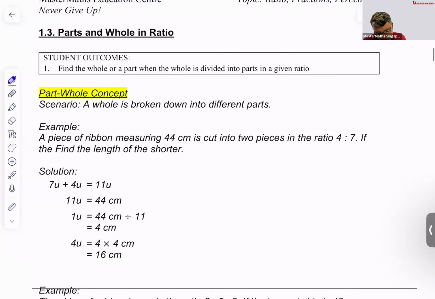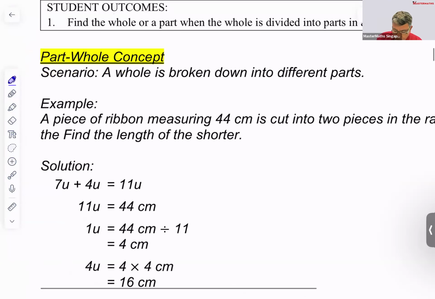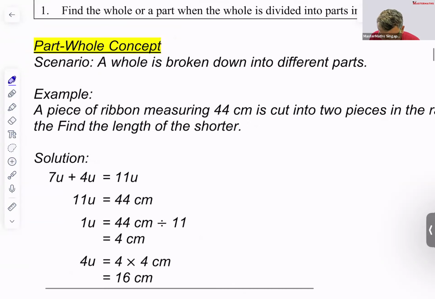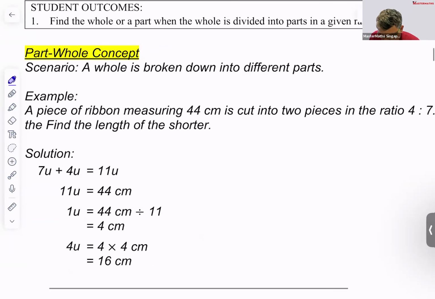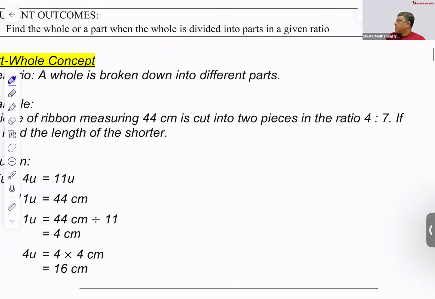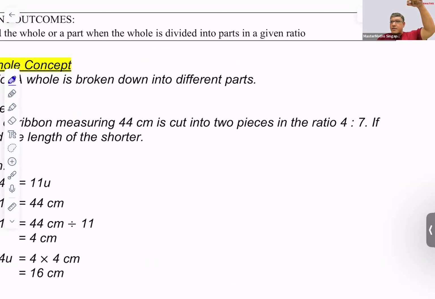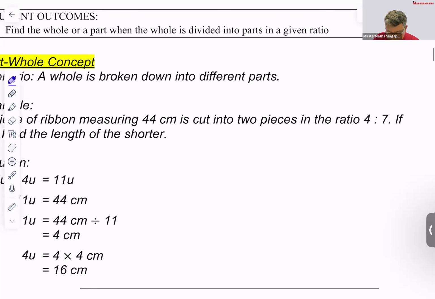All right, let's do this question. A whole is broken down into different parts. Example, a piece of ribbon measuring 44 cm is cut into two pieces in the ratio 4:7. That means there are two pieces. Basically, one piece is 4 units, the other piece 7 units. Do you understand? So if I draw a model, 4 units, one of the pieces, 7 units, the other piece. Altogether, how many cm? 44 cm.